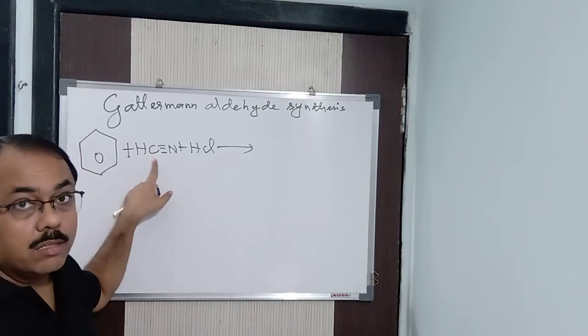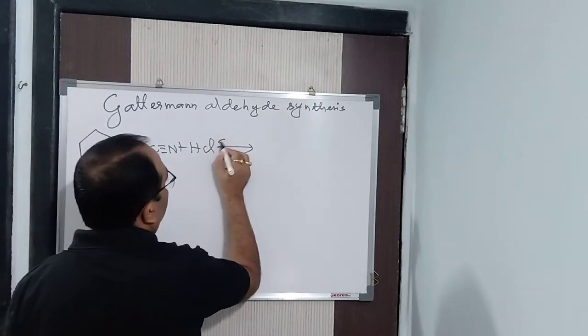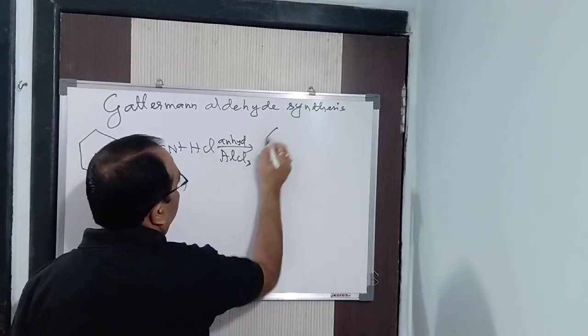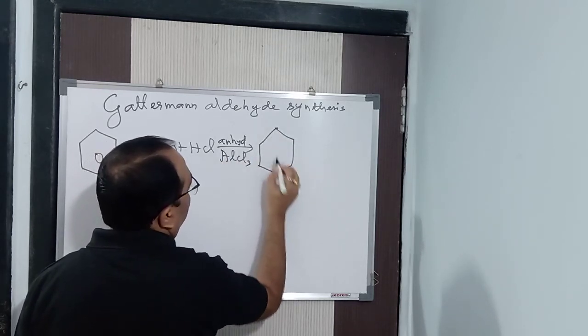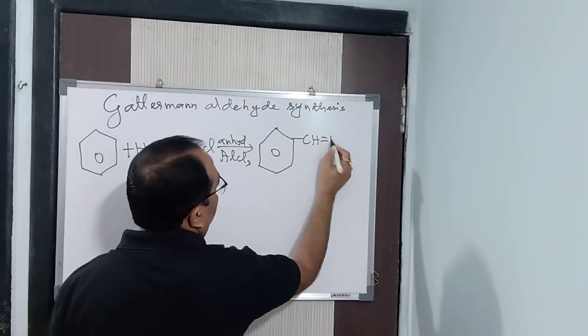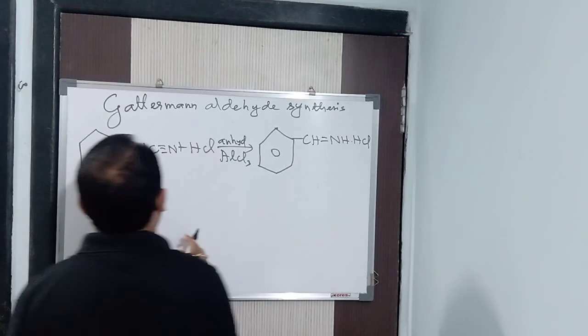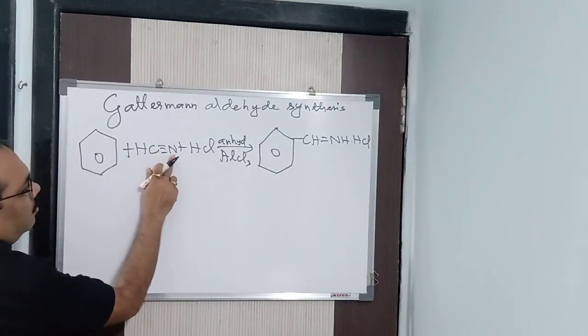Because triple bond alkynes. Alright. So in presence of anhydrous AlCl3. So what I said? Addition. How? See here. So it will be CH double bond NH dot HCl. See here. CH double bond NH.